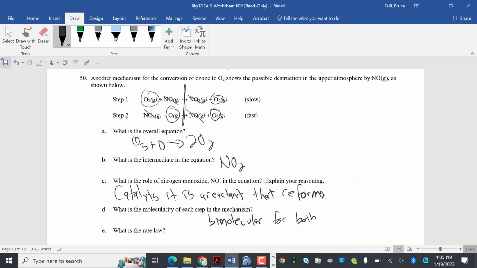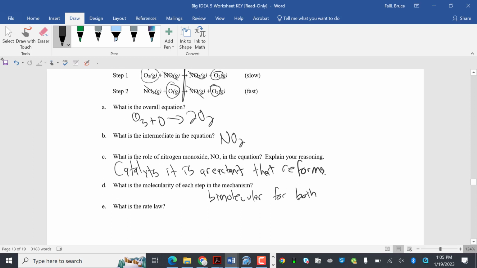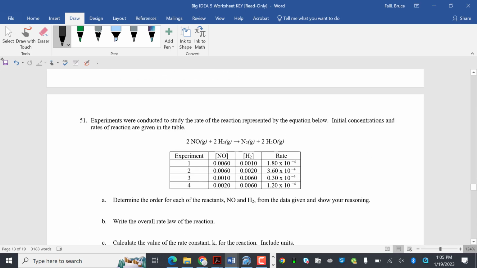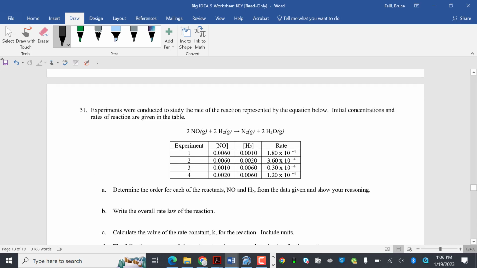What is the rate law? So slow step, look at those coefficients. Remember, rate law always starts with rate equals K times O3. Now, you do include the catalyst because it's impacting the rate. Even though it's a catalyst, even though it's not in the overall reaction, it's O3 times the concentration of NO. Isn't that interesting?